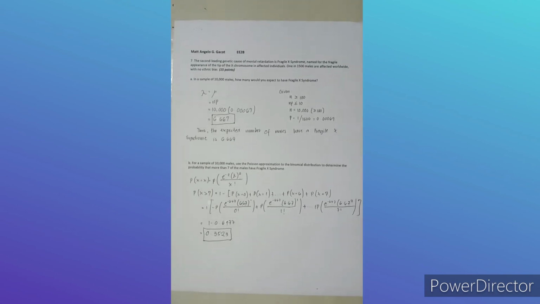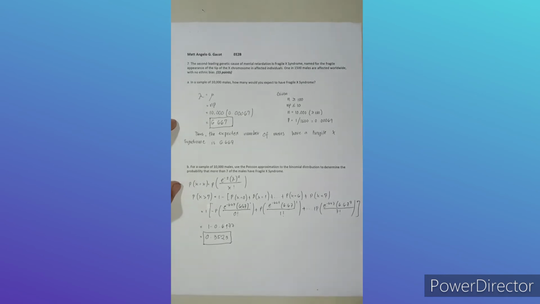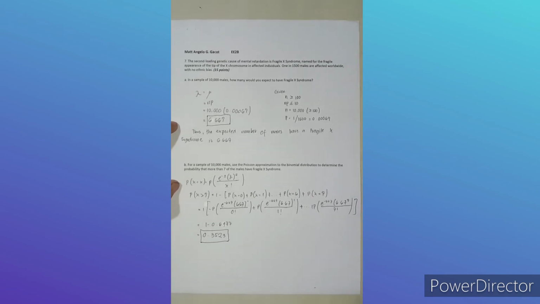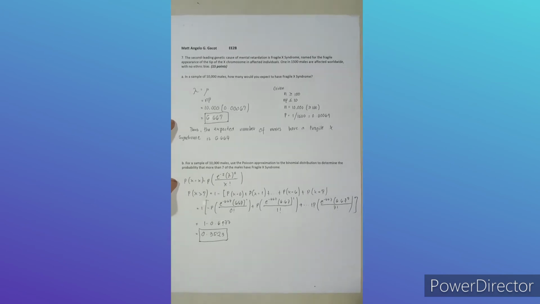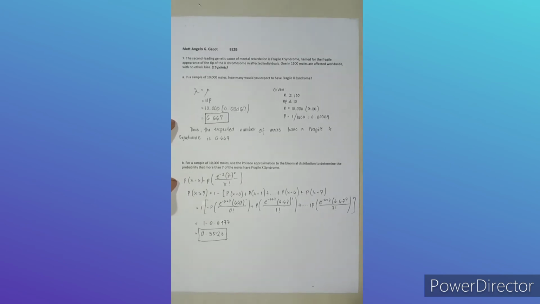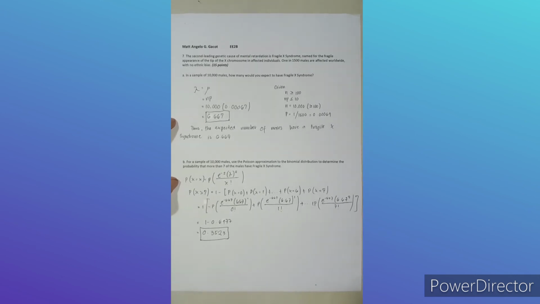So, lambda equals n times p, so np equals 10,000 times 0.00067 equals 6.667.